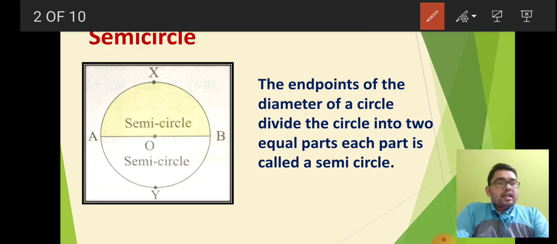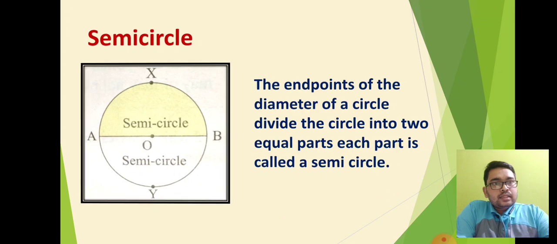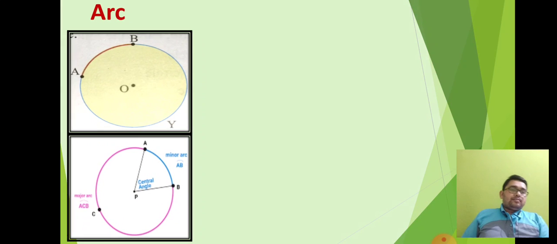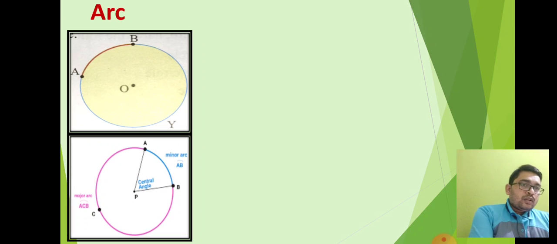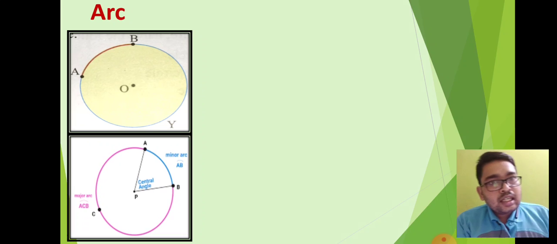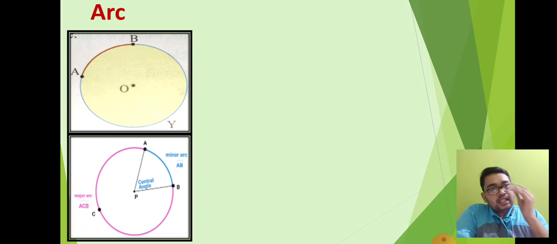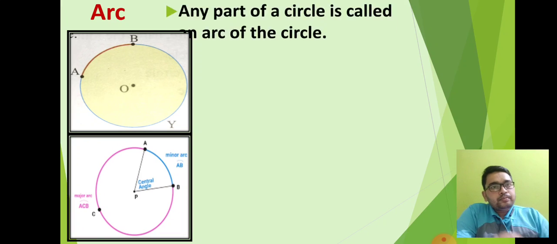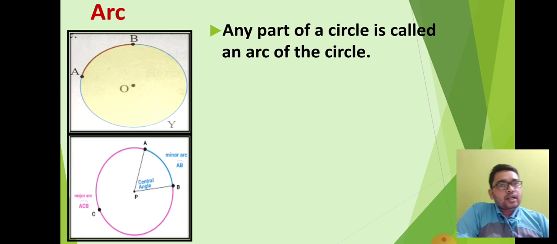Now the next part of the circle which we are going to understand is the arc of the circle. So what is an arc? It is very easy to understand. An arc is a part of the circle. Any part of a circle is called an arc of the circle.